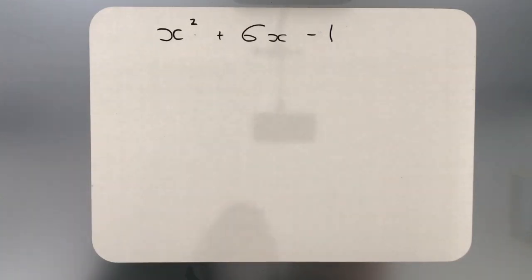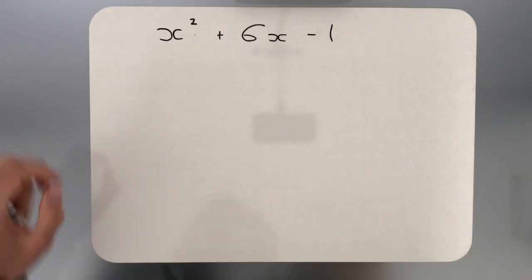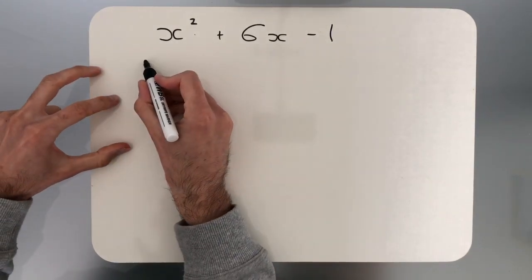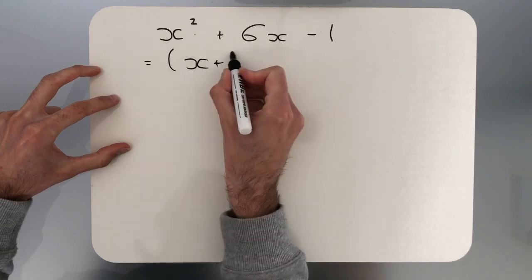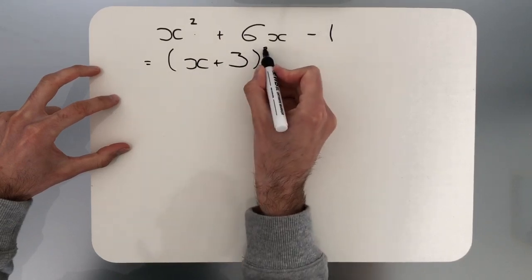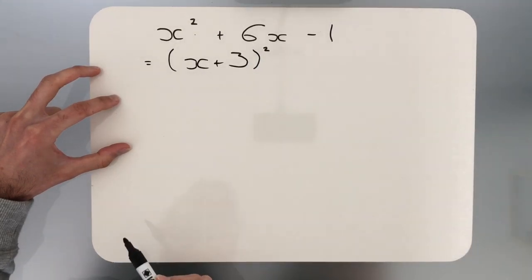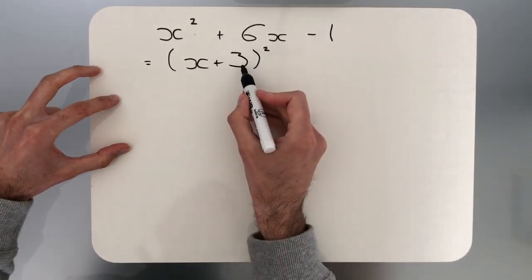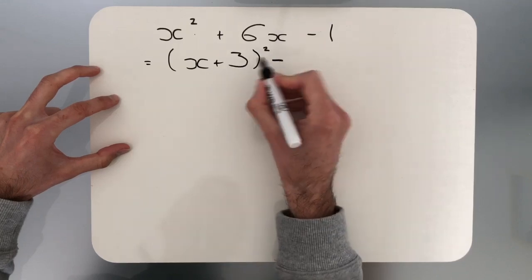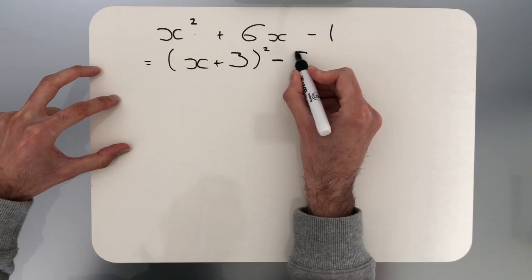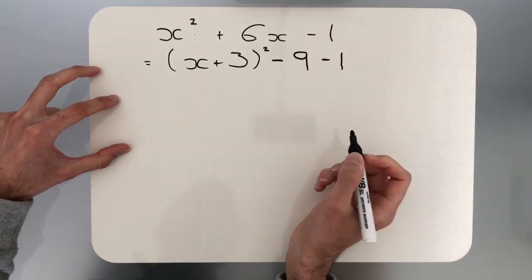When this coefficient is positive 1, to complete the square, we will halve the number in front of the x when we write it in our bracket. So this will become x add 3 all squared. A half of positive 6 is positive 3. Whatever this number is squared, we will always subtract this. So we're going to subtract 3 squared, which is 9, and then carry down our negative 1.